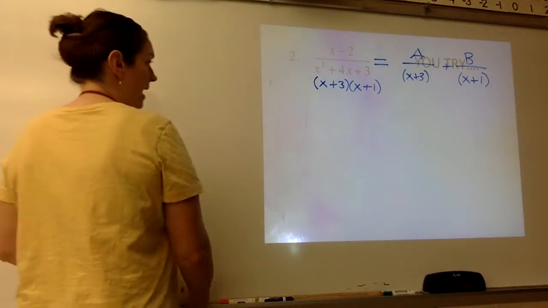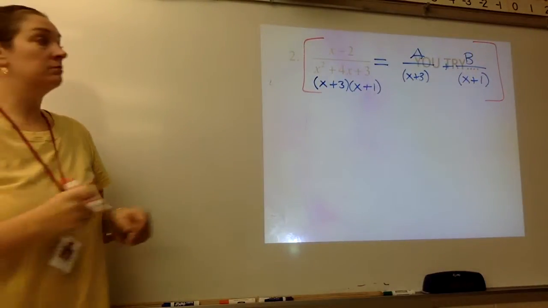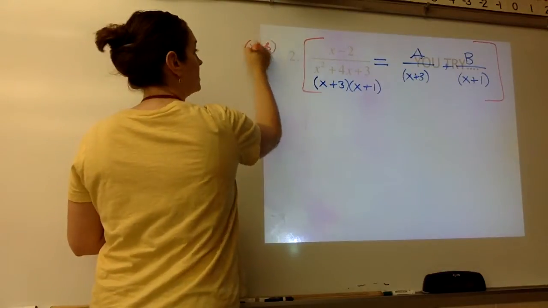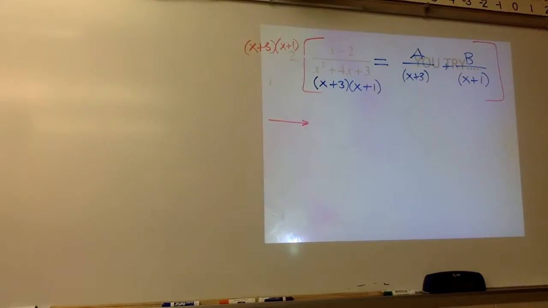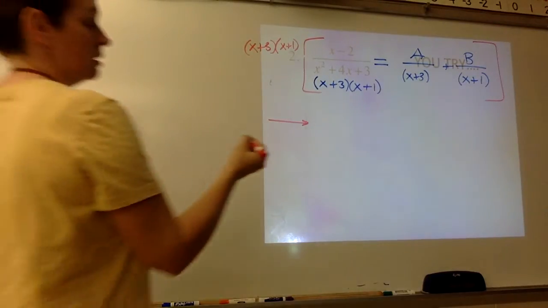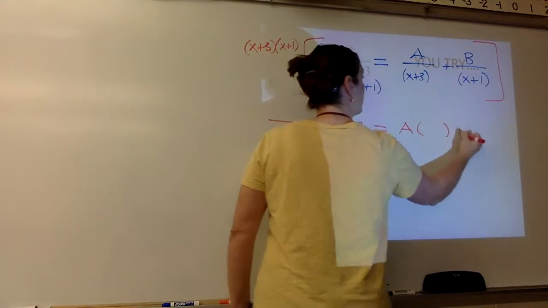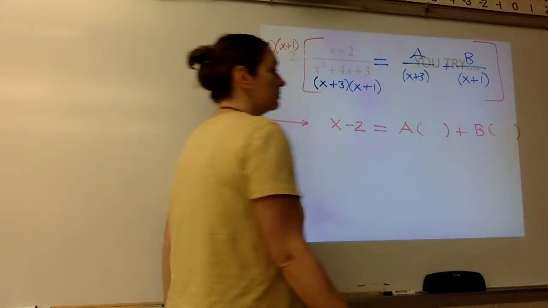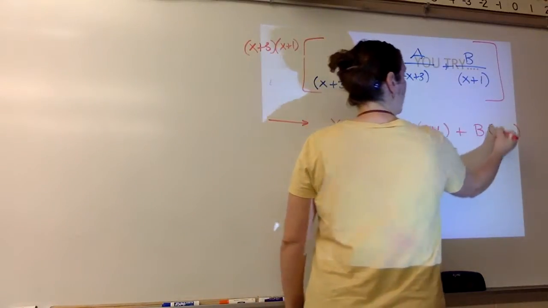Next step, multiply the entire fraction by what would be the LCD. So I want you to do that work. Multiply. You should get one line of work right here. Go ahead and multiply through. Write it out. So you're going to start with x minus 2 equal to A times something plus B times something. A has to be what's missing, B has to be what's missing.